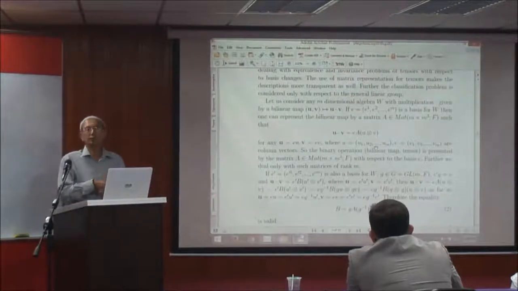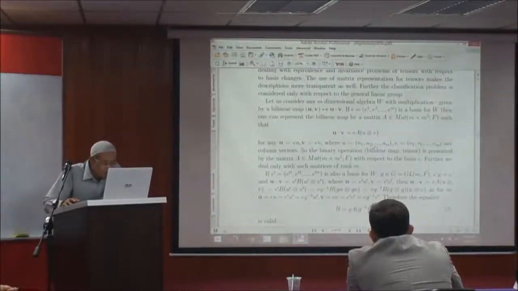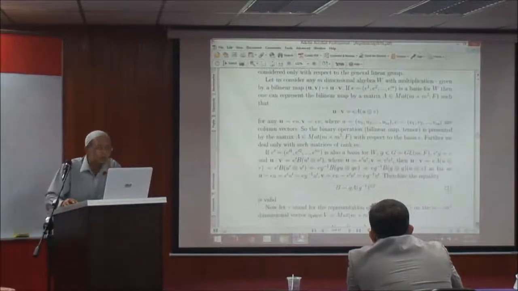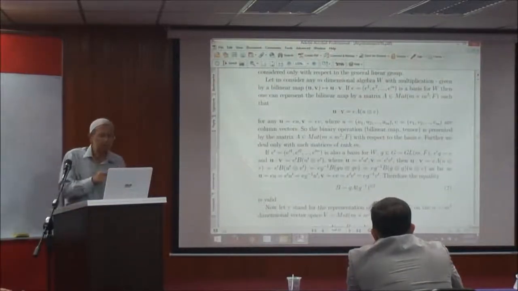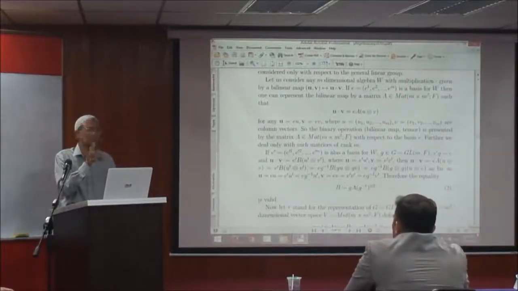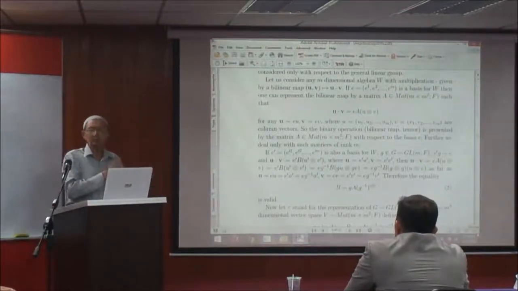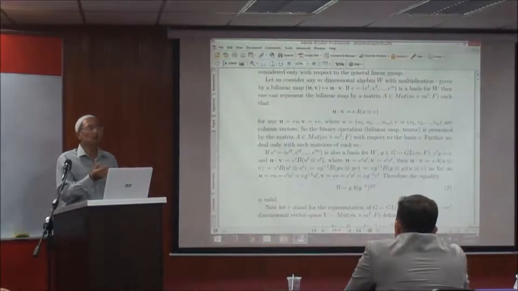Because we are interested in invariants and so on, representation in matrix form is important. So what does this classification mean? Usually when we say classification, it means we respect the GL, the general linear group. Now I have my matrix for each algebra, and I want to know what happens to this matrix when I change my basis.